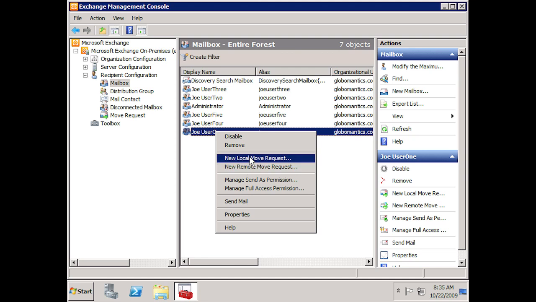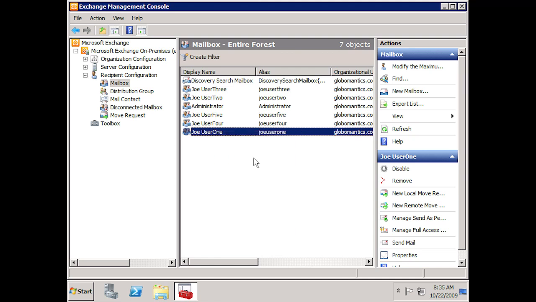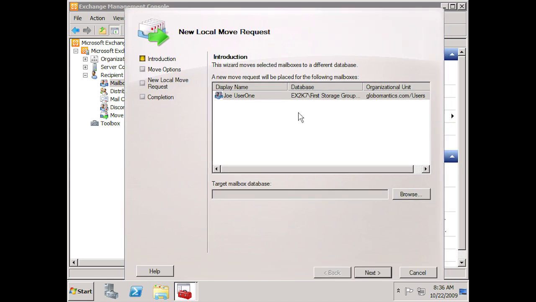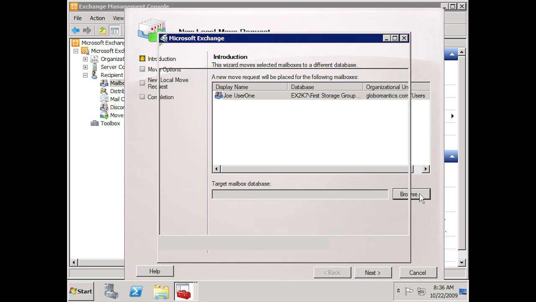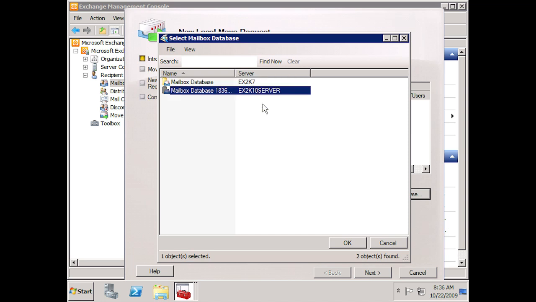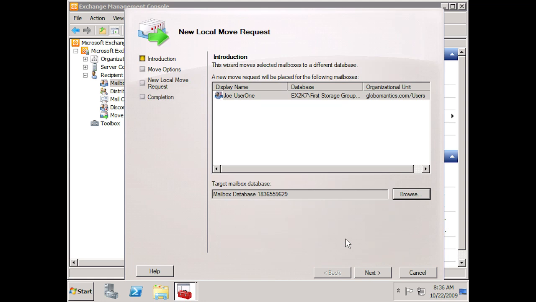But in our case, we're going to move the mailbox locally from one database on our legacy Exchange server over to a database on our Exchange 2010 server. So there's the mailbox that we requested to be moved. We'll click Browse to find our target mailbox database. And again, you can see that you can move it to an Exchange 2007 server or to the 2010 server. So it's not just a one-way move. It can move backwards and forwards. We select this one. We say OK.